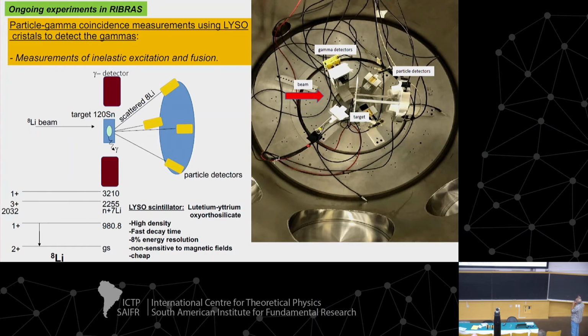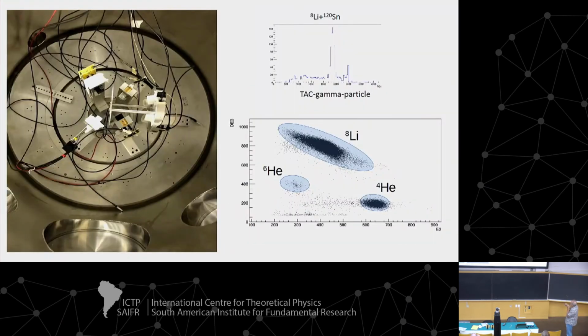Here we have four telescopes mounted for particles. And around the target you have four small LYSO crystals to detect the gammas. The beam comes from here. And the beam was lithium on a tin-120 target. And we measure a nice TAC peak. TAC means the time, events in coincidence, gamma and particles in coincidence.